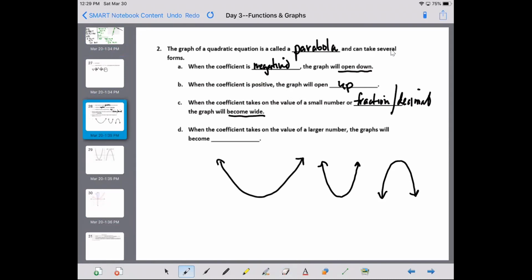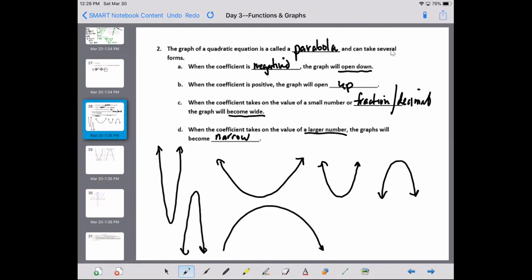And when the coefficient takes on a very large number, like a positive 5, or even a negative 5, or a positive 10 or a negative 10, you're going to see that graph become narrow. So it could be really skinny, or it could be very skinny opening down. It could be very wide opening down or very wide opening up.